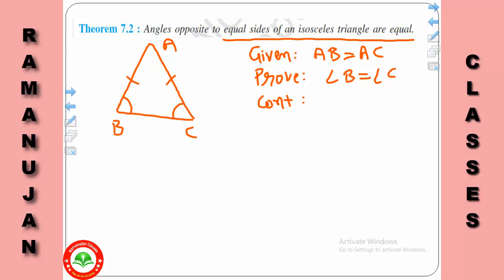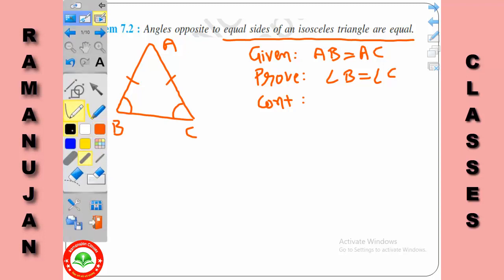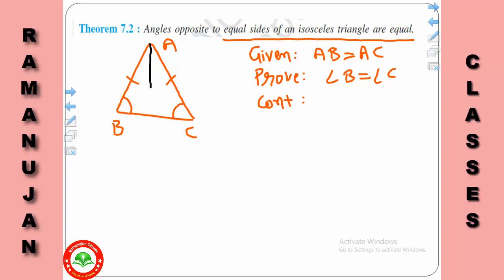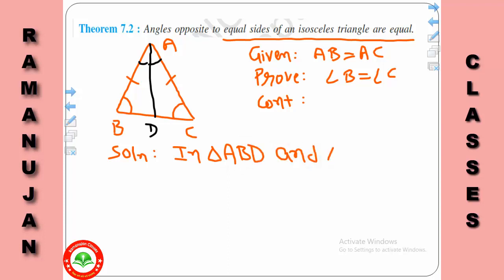We will draw an angular bisector AD. So how will we solve it? We will take these two triangles. In triangle ABD and triangle ACD, we are going to make them congruent. AD divides the triangle in two parts, which are ABD and ACD.